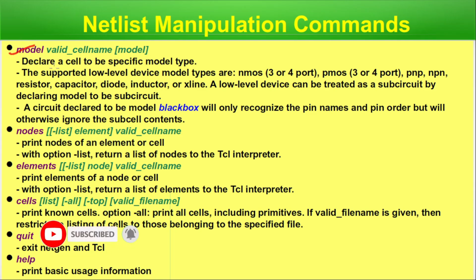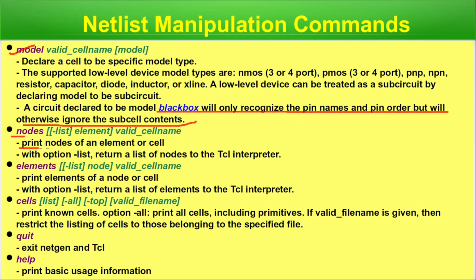Model valid cell name: declare a cell to be a specific model type. Supported low-level device model types are NMOS with 3 or 4 ports, PMOS with 4 ports, PNP, NPN, resistor, capacitor, diode, inductor or XLINE. A low-level device can be treated as a sub-circuit by declaring the model to be circuit. A circuit declared to be model black box will only recognize the pin names and pin order but will otherwise ignore the subcell. If we declare the model as black box, only pins are considered.